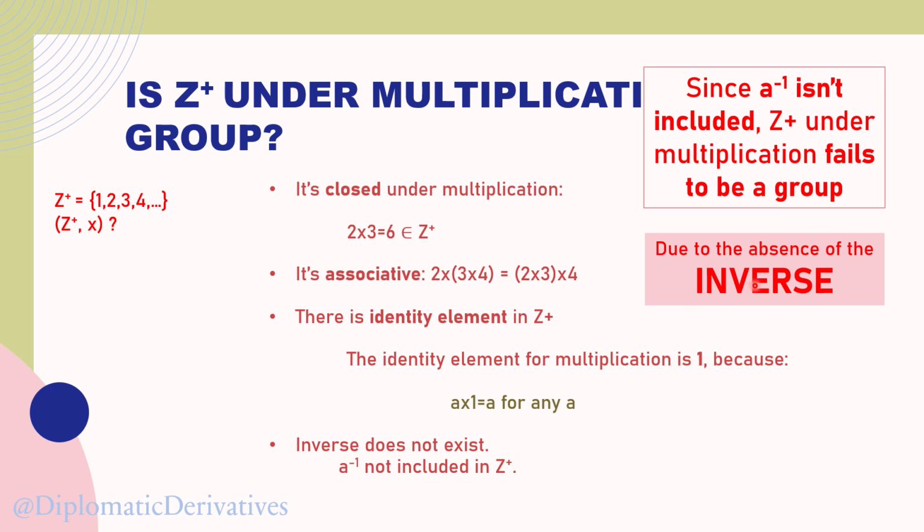Okay, so just to revise, Z+ under addition is not a group because of the absence of the identity element, and Z+ under multiplication is also not a group because of the absence of the inverse. Okay, so these are the two proofs.